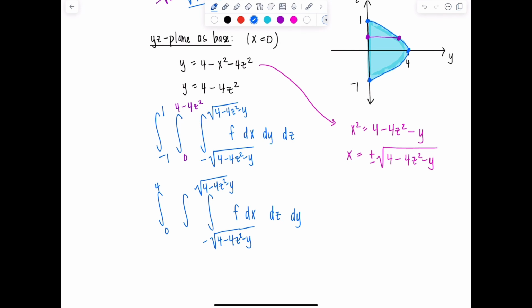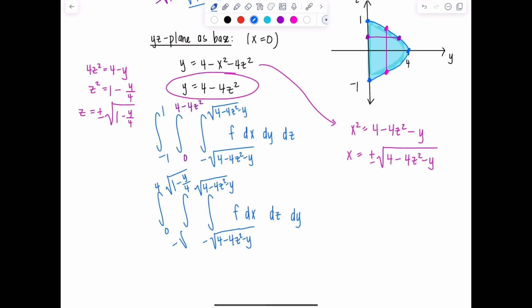And then the limits for z, lower limits, the parabola bottom half, upper limits, the parabola top half. But I need to rearrange the parabola's equation and isolate z. So that's 4z squared equals 4 minus y. Z squared equals 1 minus y over 4. So z is plus or minus rad 1 minus y over 4. So positive radicals are upper limit, negative radicals are lower limit, rad 1 minus y over 4, and then negative rad 1 minus y over 4.